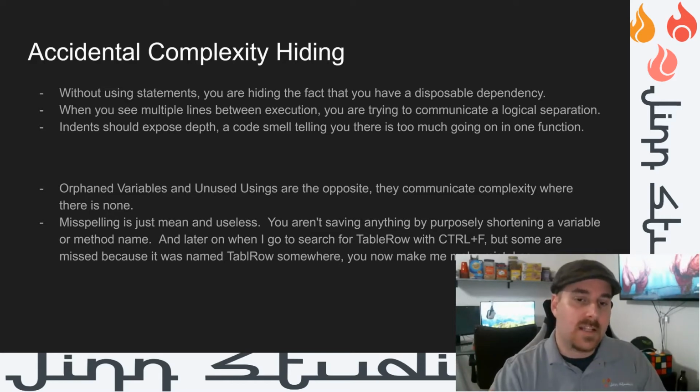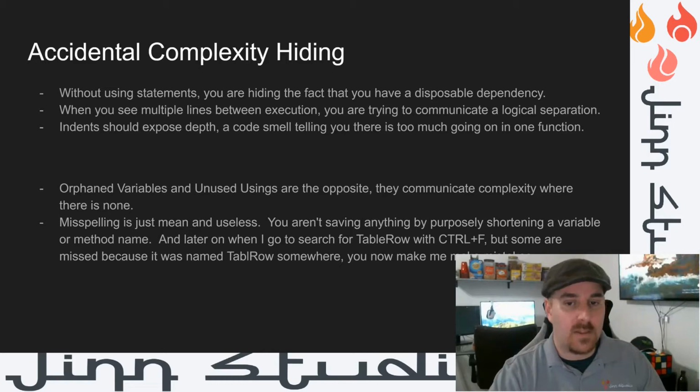When you see multiple lines between execution, you are trying to communicate a logical separation of functionality instead of just making a semantic method to describe a piece of functionality. Indentation should expose depth, another tool that you can use to tell yourself that you should split code into semantic functions. Messing up indentation or ignoring it is another way to hide that complexity. Orphan variables and unused usings are the opposite. They communicate complexity where there is none.